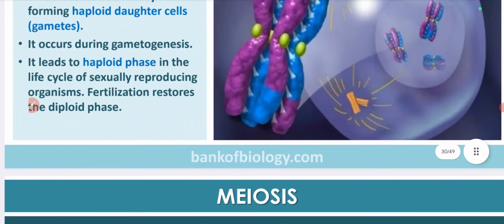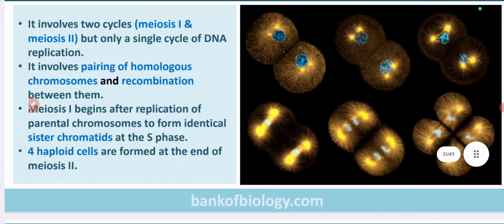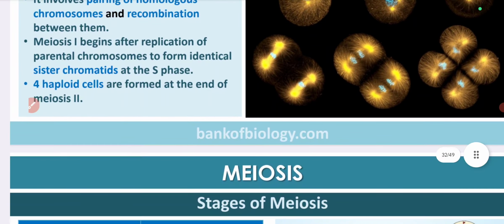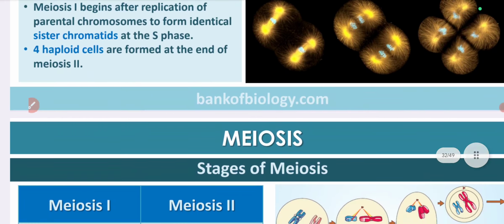So the key features that are mentioned in the NCERT also: meiosis involves 2 cycles, meiosis 1 and meiosis 2, but only a single cycle of DNA replication. It involves pairing of homologous chromosomes and recombination between them. Meiosis 1 begins after replication of parental chromosomes to form identical sister chromatids at the S phase. 4 haploid cells are formed at the end of meiosis 2. So these are the key features of meiosis.